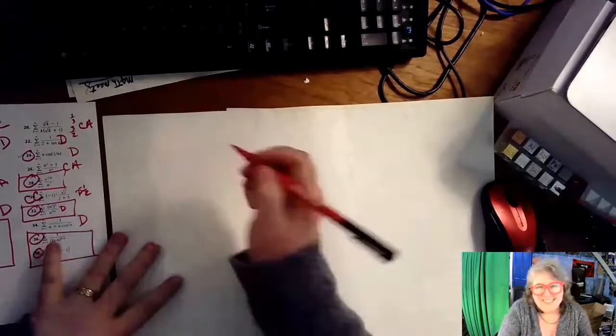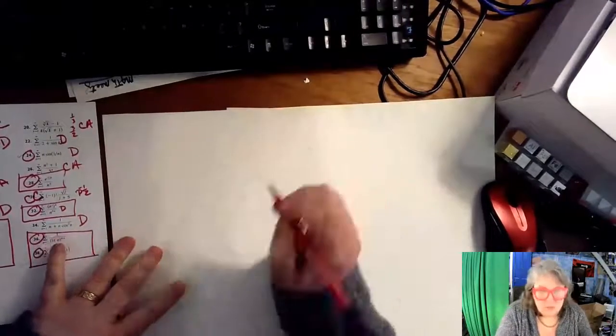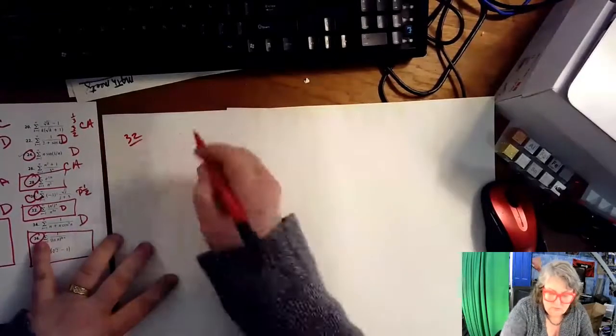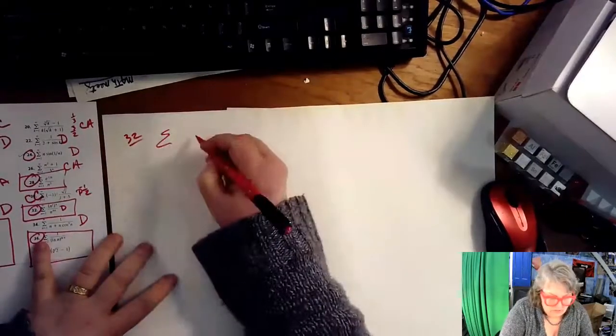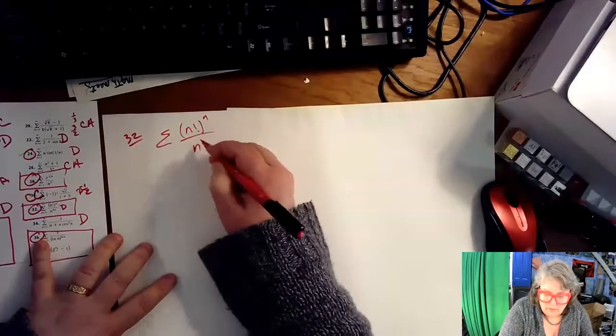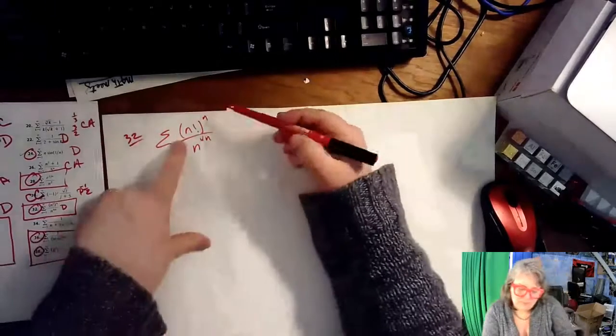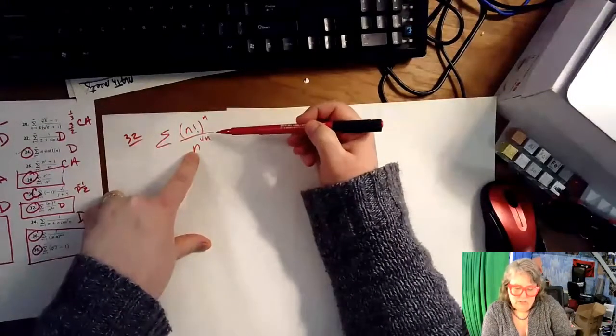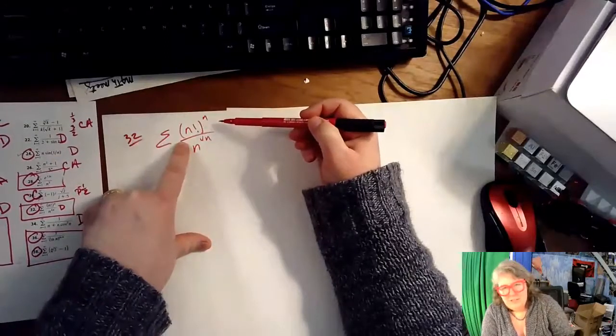So this next one probably should have gone on the other video. It's not that hard, but it's here. Let's do it. Number 32. We have the summation of n factorial to the n over n to the 4n. Now notice I've got n factorial to the n, and I basically have n to the 4th to the n. The top's going to blow it away. This is going to diverge.